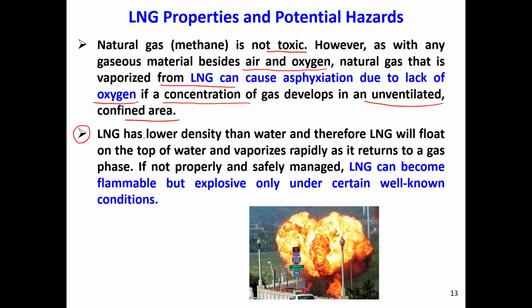LNG has lower density than water, is lighter than water, so it can float on the top of the water. It doesn't mix inside water since its density is less, so it can float on the top of water, and since it can float on the surface of water, it can vaporize rapidly and return to the gas phase. Okay.